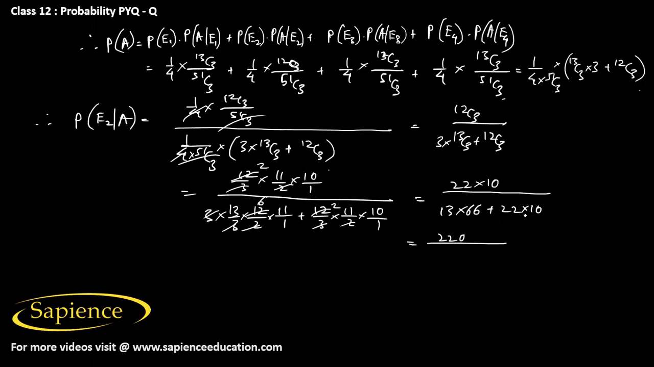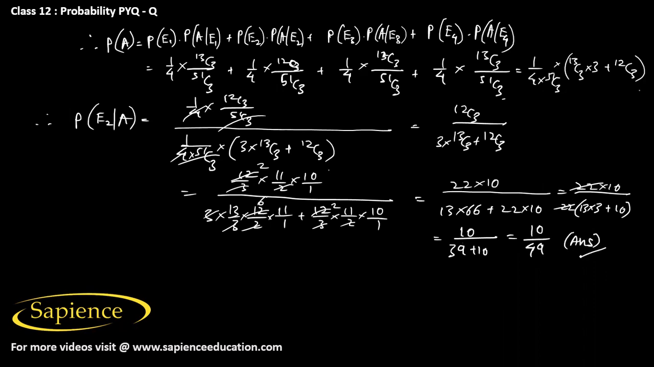Here we can do one thing. We can take 22 as common. So this will be 22 into 10 divided by 22 into 13 into 3, 22 3s are 66, plus 10. So 22 and 22 will cancel. Then we will get 10 by 13 into 3, which is 39, plus 10. So the answer is 10 by 49. So this is the final answer. Thank you.